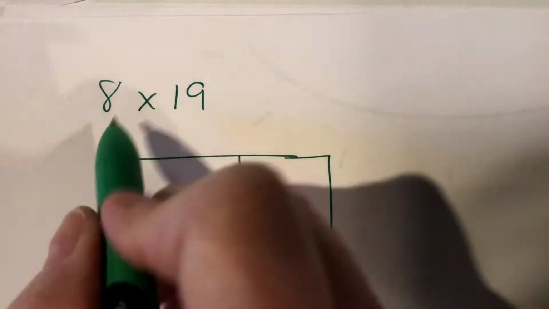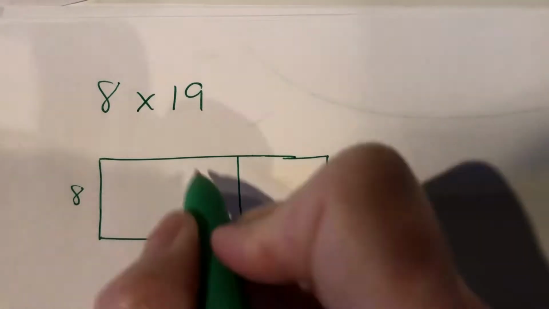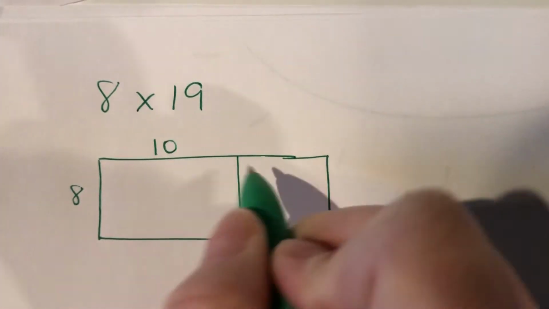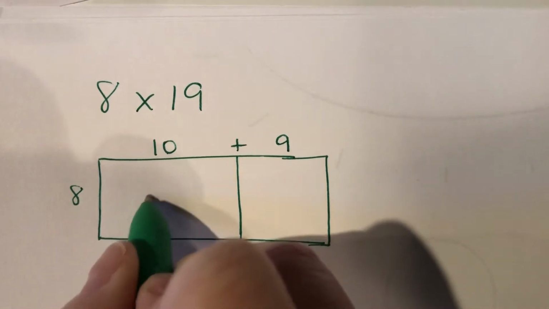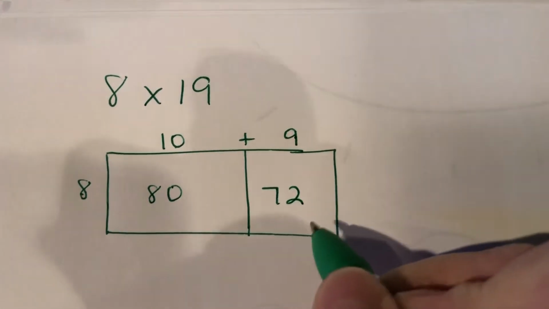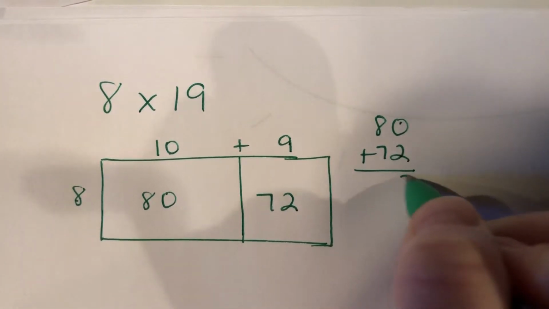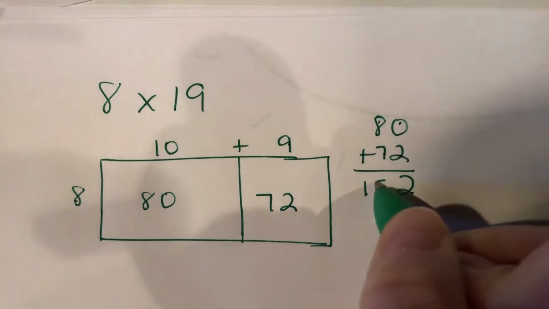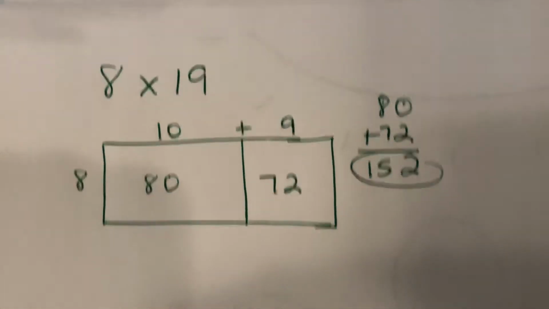Okay, so here we go. I would put the smaller digit 8 along this side and break 19 up into multiples of 10, which is easier, into 10 and 9. So the 8 times 10 is 80, and 8 times 9 is 72. And when you add 80 plus 72, 0 plus 2 is 2, 8 plus 7 is 15. So you should have an answer of 152. All right, go ahead, erase.